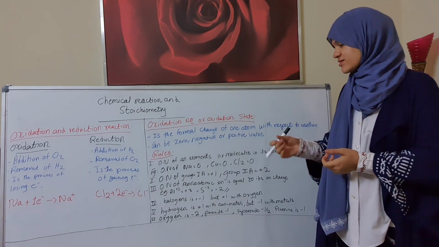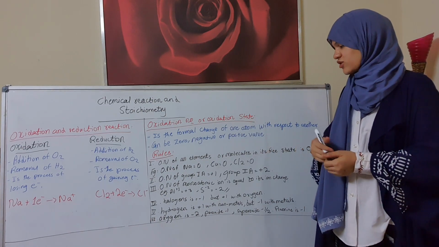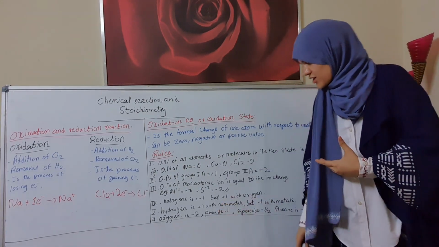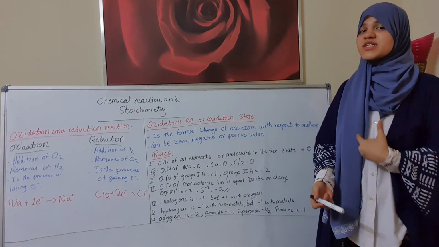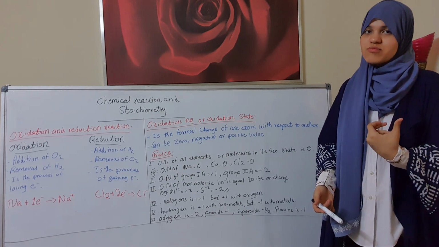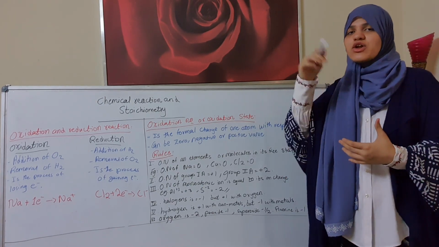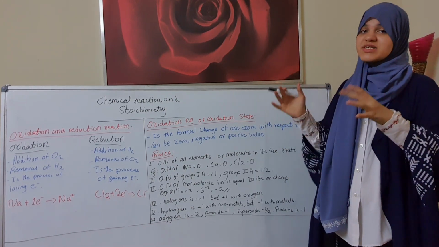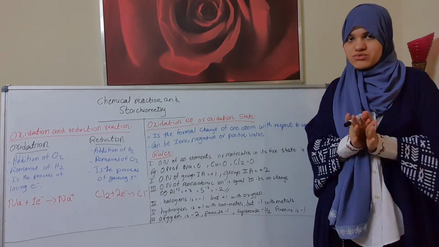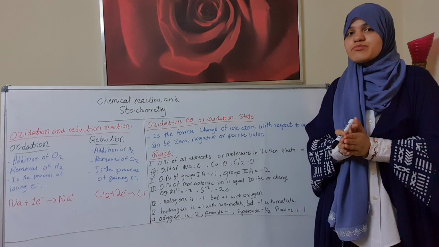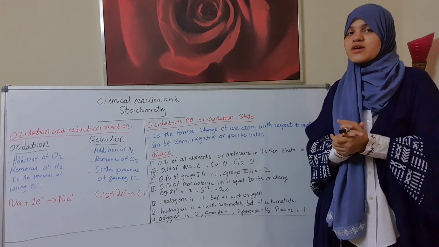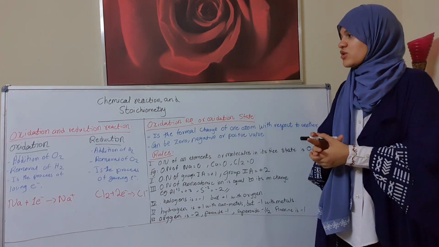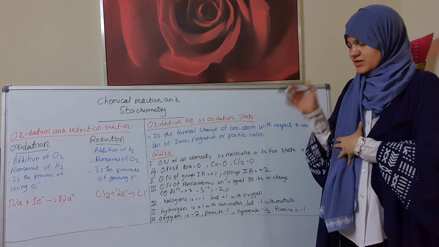Now, the sixth rule says oxygen in most of its compounds is negative 2. But in a peroxide, it will always be negative 1. And in a superoxide, it will be negative 1 over 2. Okay? So oxygen in most compounds is negative 2, in peroxide it is negative 1, and in superoxide it is negative 1 over 2. So that was about the oxidation and reduction reaction.